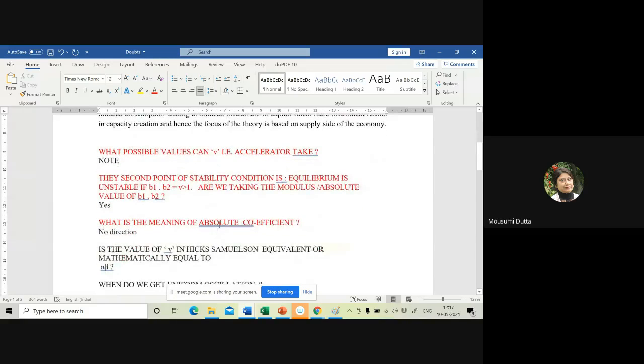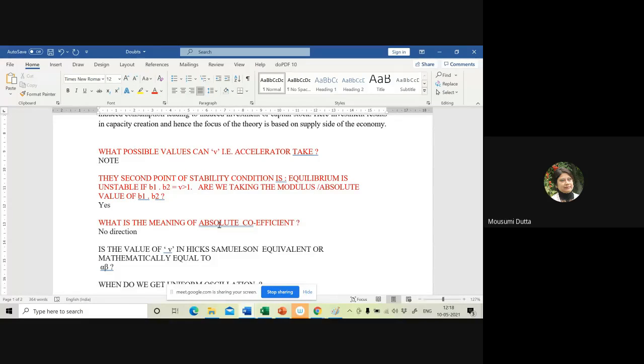Now I'm coming to the Hicks-Samuelson model. There are a number of questions based on the Hicks-Samuelson model. Many questions are related to the values of V. So I'm coming to this. Actually, I'll add a note to the existing matters, so that the idea of V becomes clear to all of you.